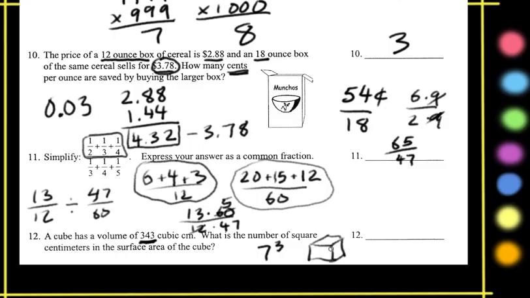So there are 6 faces of the cube, right? 1, 2, 3 that we can see here, and then there's 3 on the back. And each one of those faces is going to be 7 squared for its area, right? So if we do 7 squared, we'll get the area of one of the faces, and then we have to multiply by the number of faces, which is 6. So let's see, if we multiply that out, 49 times 6, we're going to get 294.